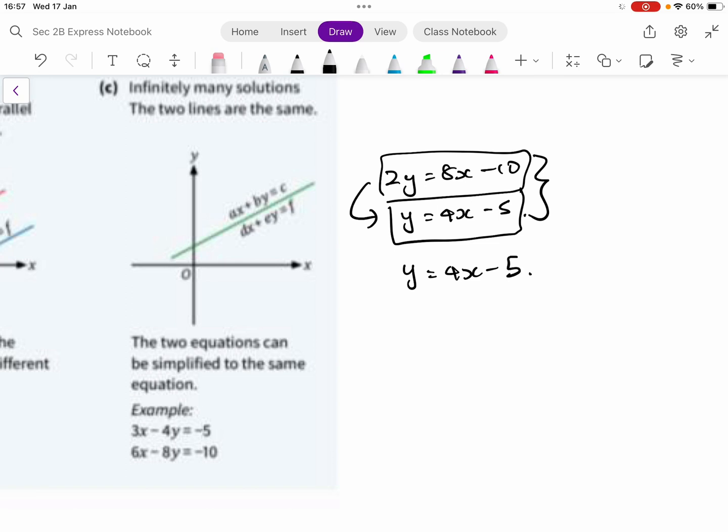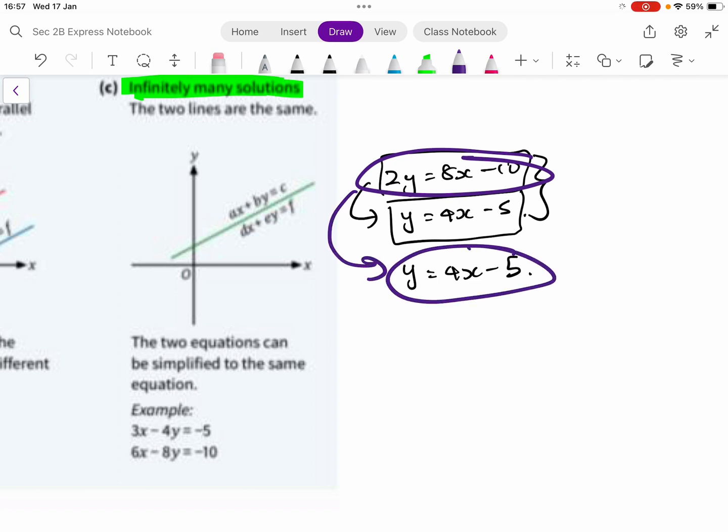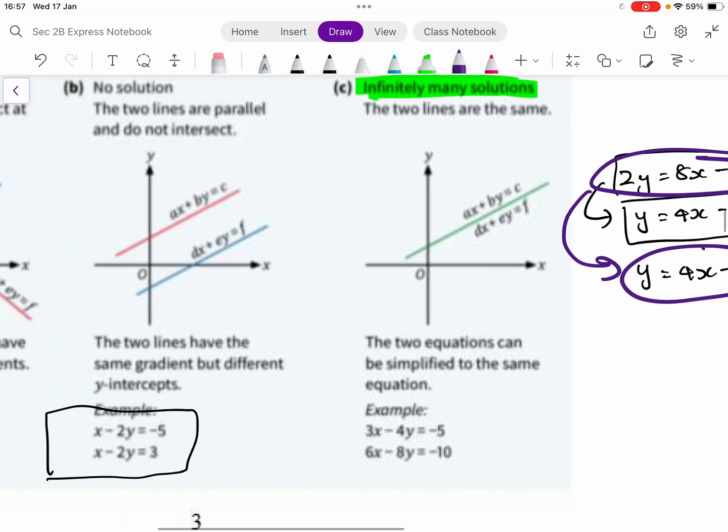and based on this definition, they are the same line, and because they are the same line, there will be infinitely many solutions because every point of this line is touching this line. That means they overlay on top of each other. So there are infinitely many solutions. But the question says no solution. So same gradient but different y-intercept.